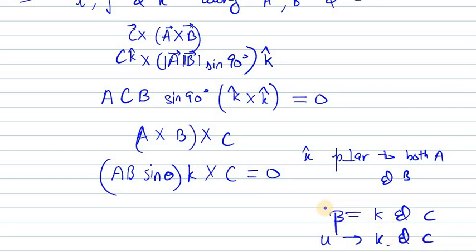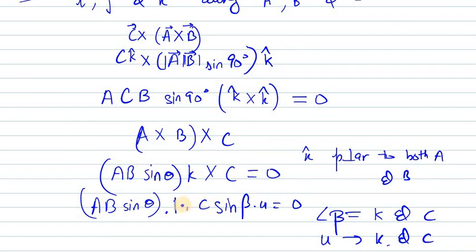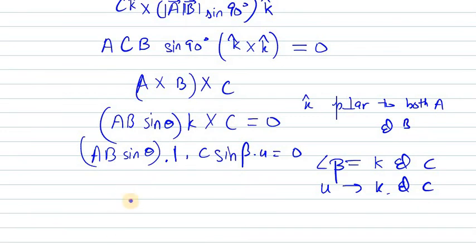where beta is the angle between K and C. So we have the value here, that is AB sine theta dot 1 into C sine beta dot U equals 0. Now in this case you can see this condition gives either theta equals 0 or beta equals 0. We could have only two conditions here, that is, the above condition can give us that theta equals 0 or beta equals 0.